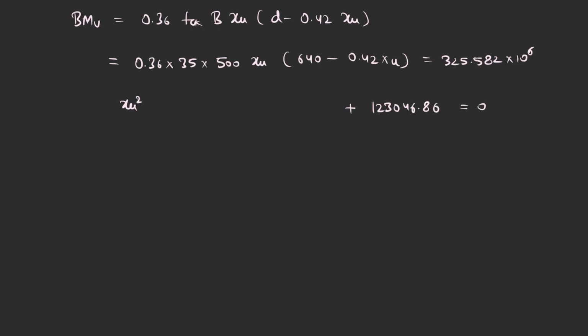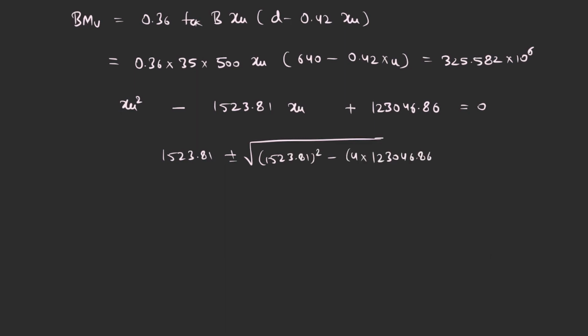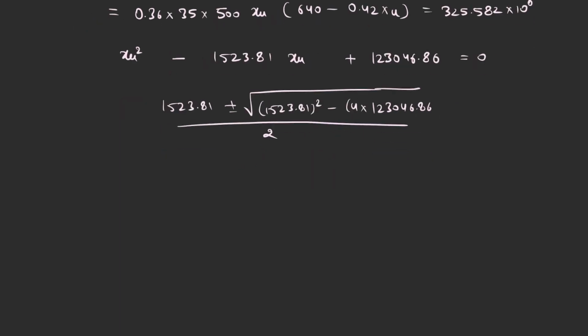Writing it in simplified form, this is the simplified form of the quadratic equation, minus b plus minus under root b square minus 4ac upon 2a. A is already 1. Here we will get two values. One value is going to cross 1000 mm, which we are going to neglect for sure, because the depth of the beam is already 700 mm. How can XU be greater than 700 mm? So 85.55 mm is the XU.